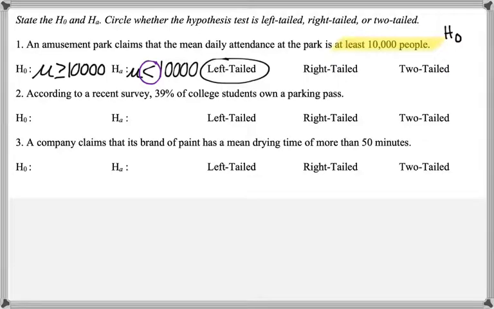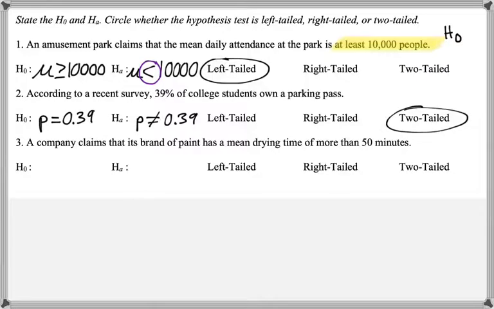According to a recent survey, 39% of college students own a parking pass. So my null hypothesis is p is equal to 0.39. So the alternative hypothesis would be p is not equal to 0.39. So having an alternative hypothesis with a not equal sign corresponds to a two-tailed test.